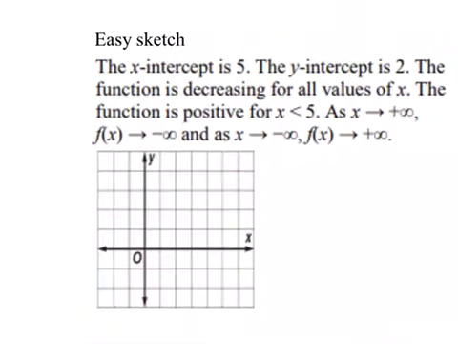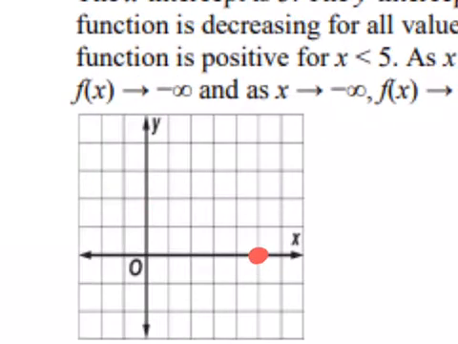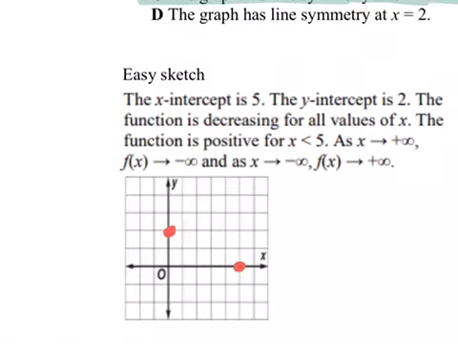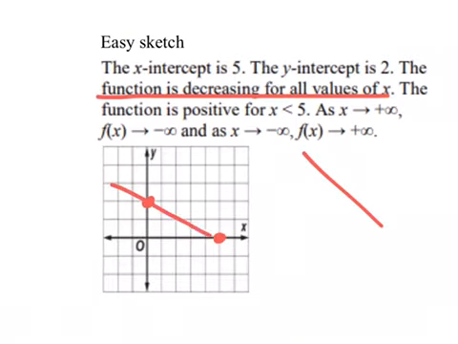For this first one, which is an easy sketch, the x-intercept is 5. And it says the y-intercept is 2. And then when it says the function is decreasing for all values of x, that means we have a negative slope. So that's actually enough information to go ahead and connect those with a line. The rest of the stuff just automatically becomes true.